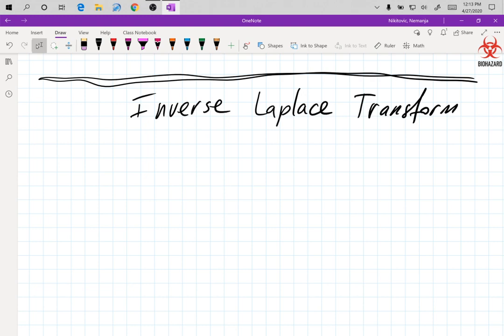We'll see that. Why are we learning inverse Laplace? Because once you solve that equation as a basic algebraic equation in the frequency domain, you have to go back into the time domain to present your answer.